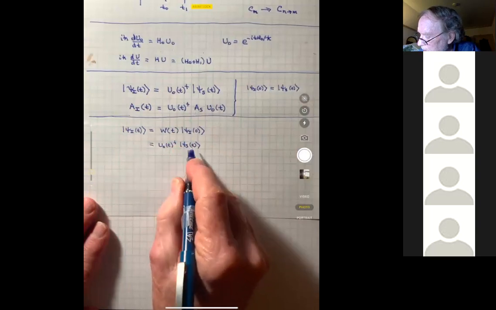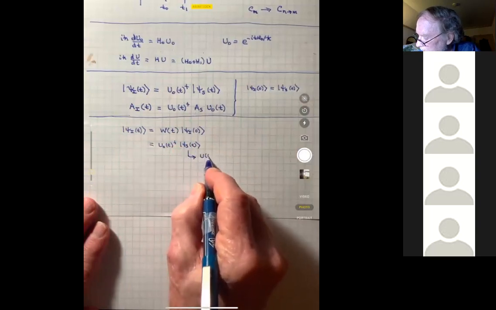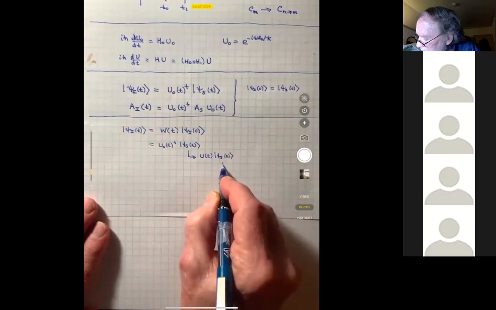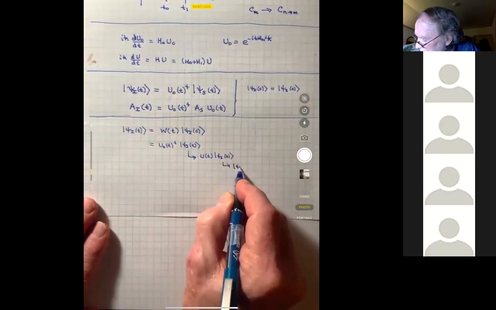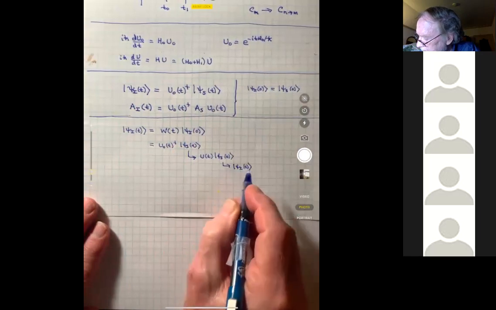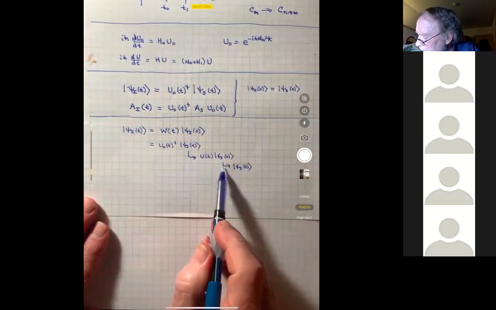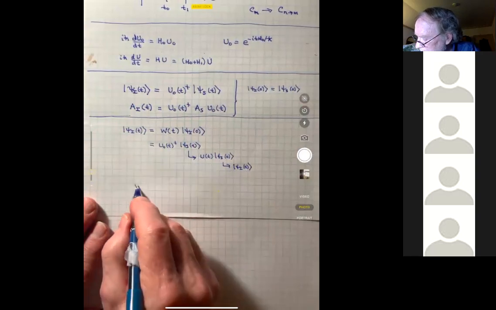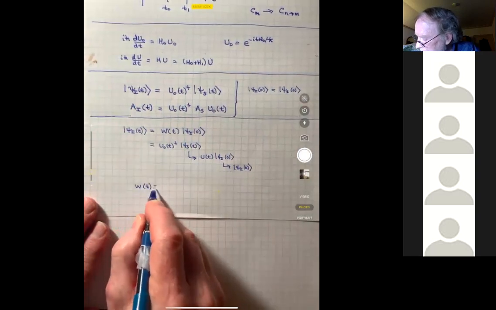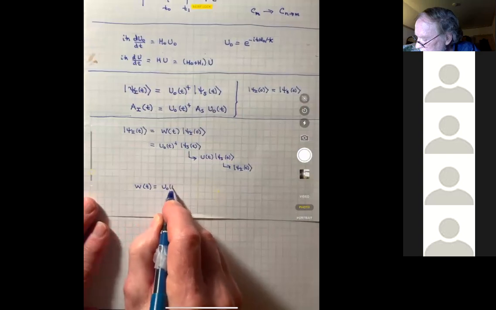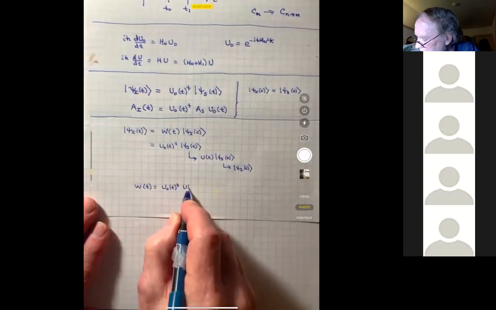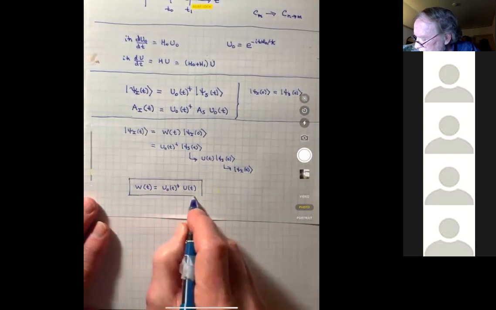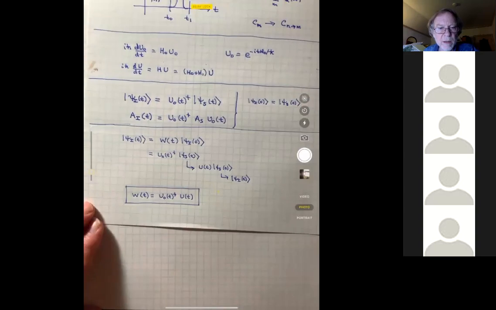But psi in the Schrodinger picture at time t is equal to U of t times psi in the Schrodinger picture at time 0. And as I just explained, that's the same thing as psi in the interaction picture at time 0. So multiplying this out, you see that U0 dagger times U is the same thing as W. Let me write that down here: W of t is equal to U0 of t dagger times U of t. And I'll box that because that's the relationship between these various time evolution operators that we're seeing here.